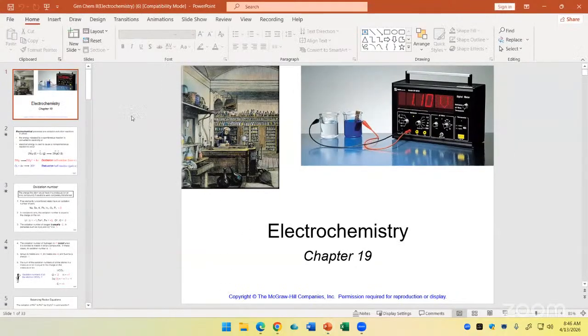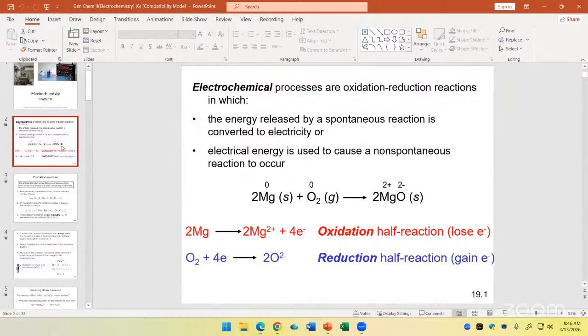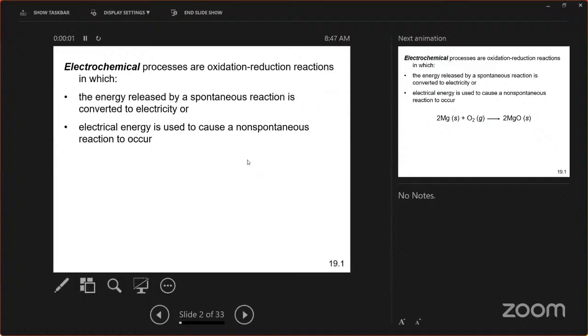Now, before we get to the actual electrochemistry, we need to be reminded of the terms oxidation and reduction. And this is something that you should have met in your Chem 1 lecture. You certainly would have met it with me.